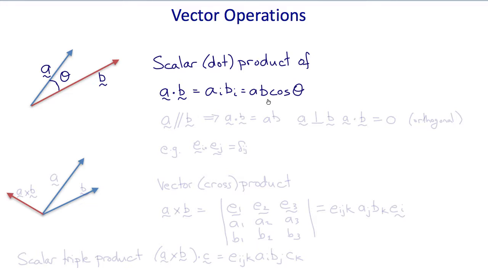Therefore, if A is parallel to B, the dot product of A and B is the product of their magnitudes, and if A is perpendicular to B, then the dot product is 0 and the vectors are orthogonal.